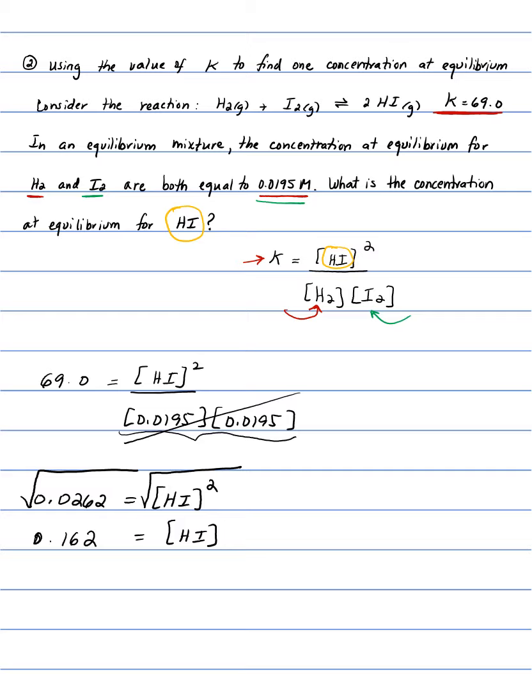So for you to have an equilibrium constant with a value of 69, the concentration of H2 is 0.0195, the concentration of I2 is 0.0195, and the concentration of HI, your product, is 0.162.